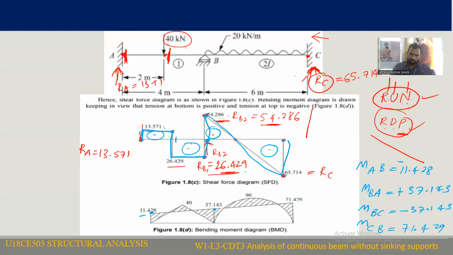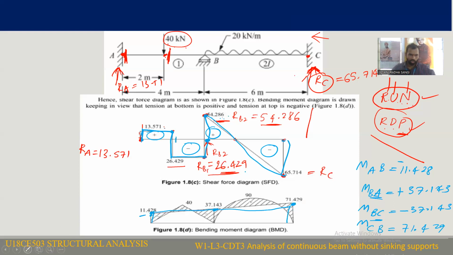So let's draw the negative bending moment diagram first. MAB is equal to 11.428, I have drawn and represented it. Then MBA and MBC are the same, that is 37.143, I have represented on the negative side. And MCB 71.429 I have also represented. These are the hogging bending moment points. Now you just join all these points. So this is the variation of negative bending moment diagram.